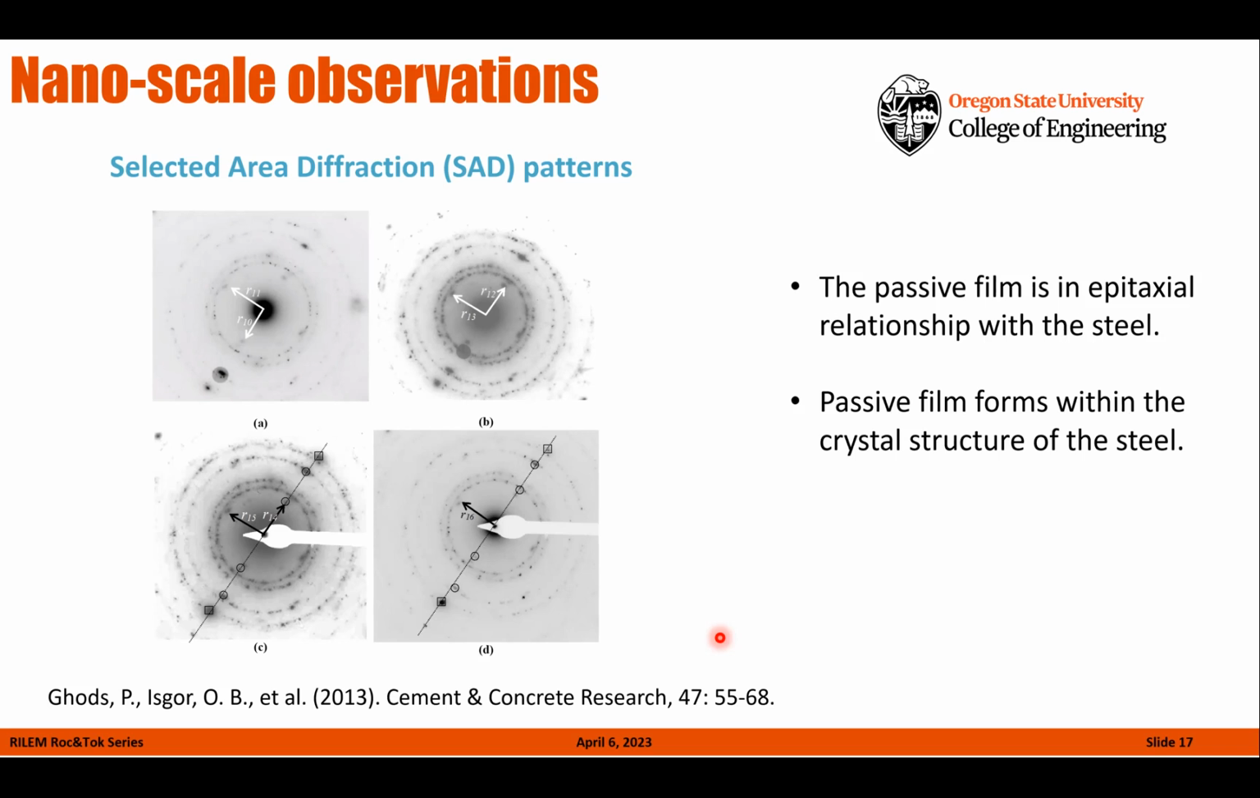So it is not like a flaky coating layer. It is a very well-connected layer that you cannot just peel off. This is something that's an important thing to note.